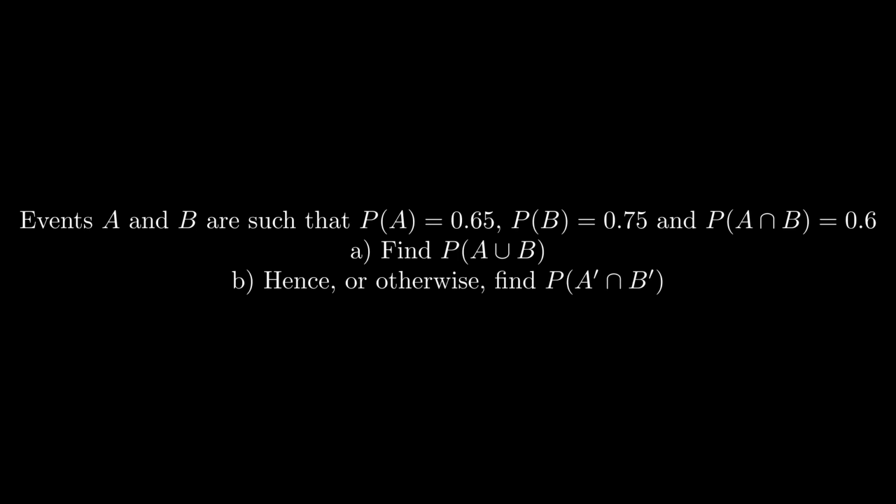The question gives us that events A and B are such that the probability of event A happening is 65%, the probability of event B happening is 75%, and the probability of both A and B happening is 60%. And it's asking us to find the probability of A or B happening, and using that information, hence or otherwise, find the probability of neither A nor B happening.